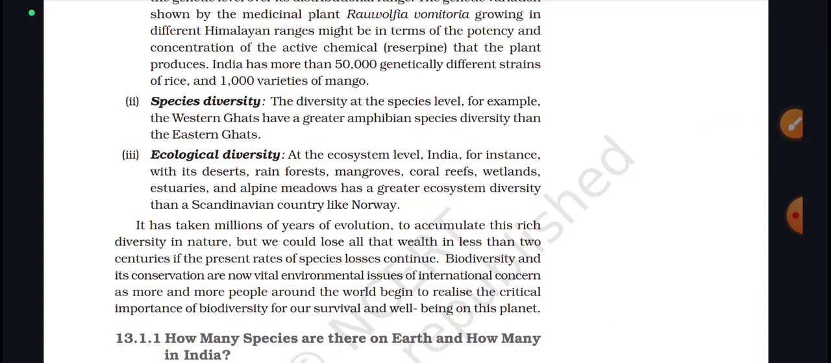It has taken millions of years of evolution to accumulate this rich diversity in nature. But we could lose all that wealth in less than 2 centuries if the present rates of species losses continue. Biodiversity and its conservation are now vital environmental issues of international concern as more and more people around the world begin to realize the critical importance of biodiversity for our survival and well-being on this planet.